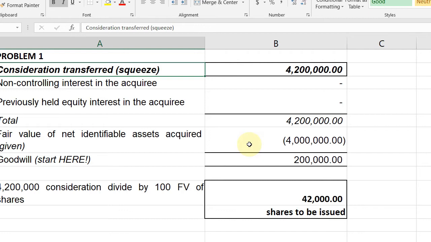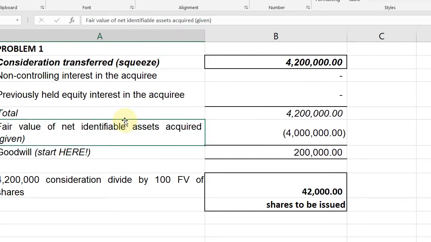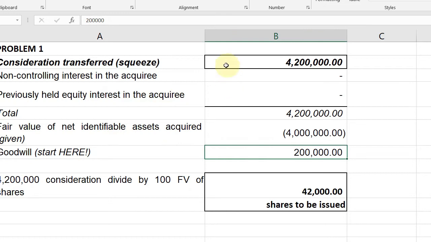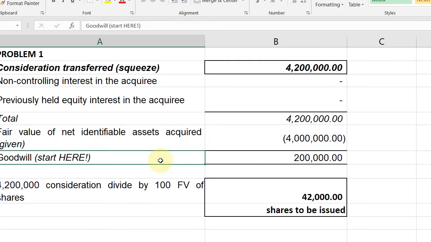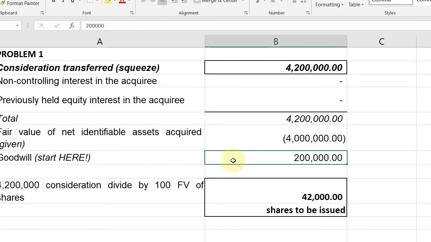Ang problema is, hindi mo alam kung magkano yung consideration transferred. So, as you can see, sa ginawa natin is, we work back. Kasi, given naman sa problem yung goodwill, which is 200,000, and then given din sa problem yung 4 million. Okay? So, although given yung par value and fair value ng share, however, hindi mo alam kung magkano yung binigay. So, kulang pa rin. Kaya, work back na lang tayo.